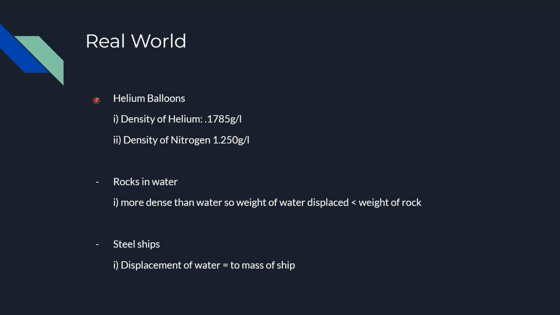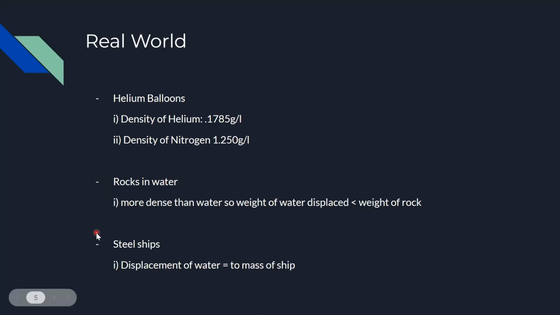And then we've all seen what happens when you throw a rock in the water. The rock is a lot more dense than the water is. Since it's more dense, it has more mass in a given area. So the weight of the water displaced is less than the weight of the rock. So the rock sinks because the weight of a rock obviously is greater than the weight of the displaced water.